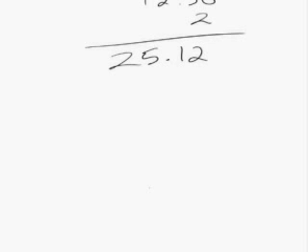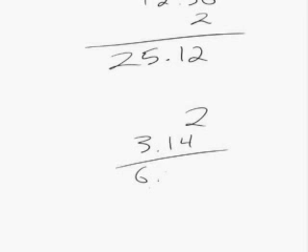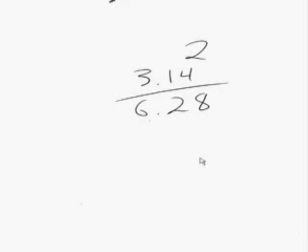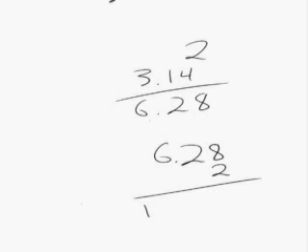Okay, now it's time to find the outside of the cylinder. To do that, you multiply the radius by pi, which equals 6.28. Then you multiply that product by 2, which gives you 12.56.